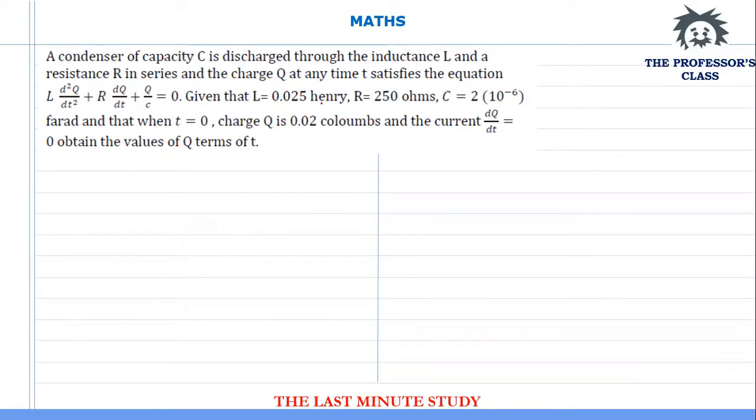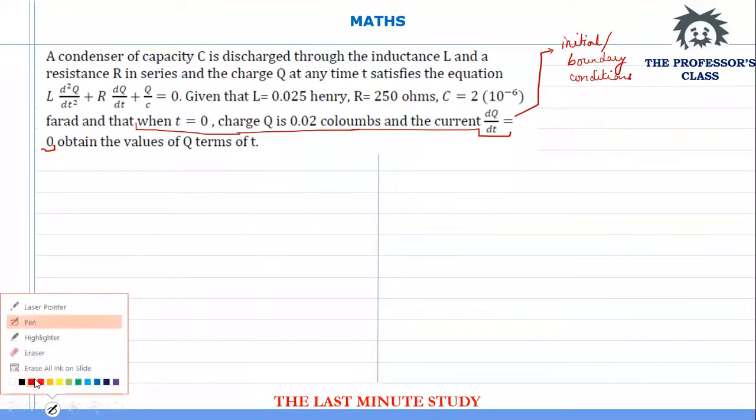Now it has been given that L equals 0.025 Henry, R equals 50 ohms, and C equals 2 into 10 raised to the power minus 6 farad. And when t equals 0, charge q is 0.02 coulombs and the current dq by dt, that is the rate of change of charge, is 0. Now these are basically the initial conditions or boundary conditions which will be used to find the value of the constants.